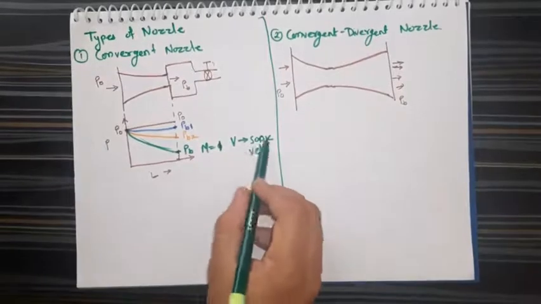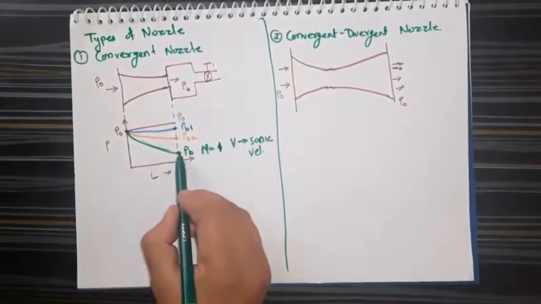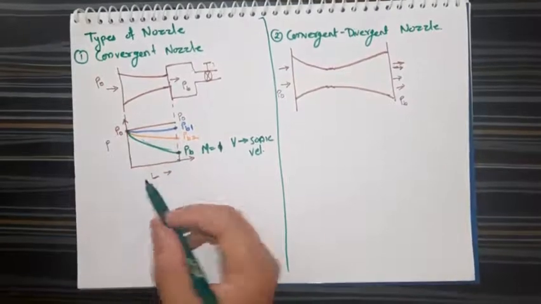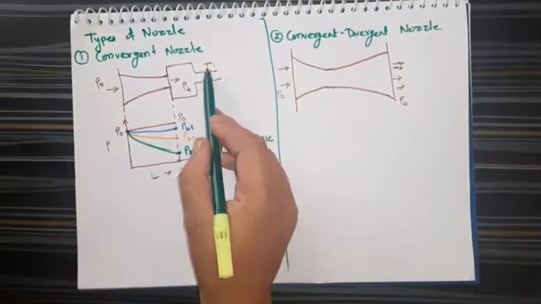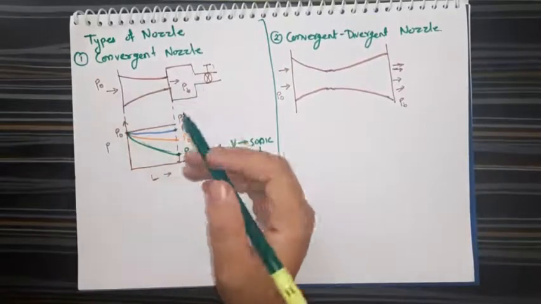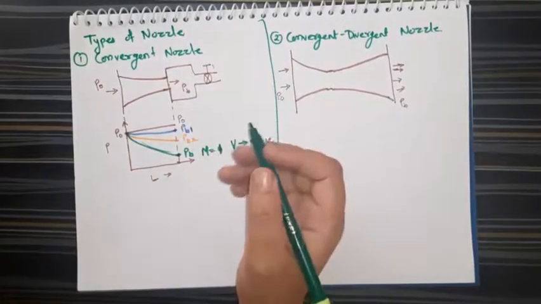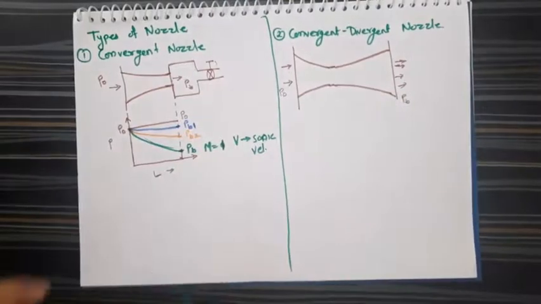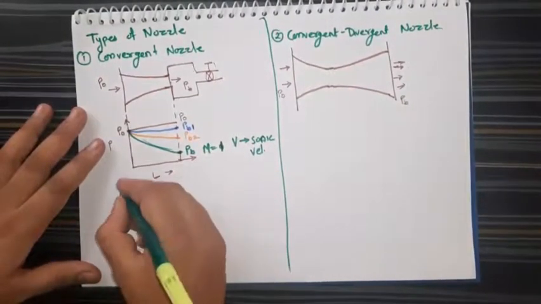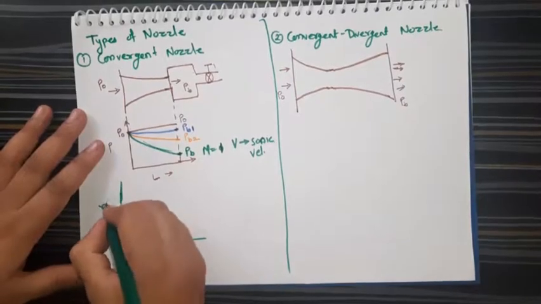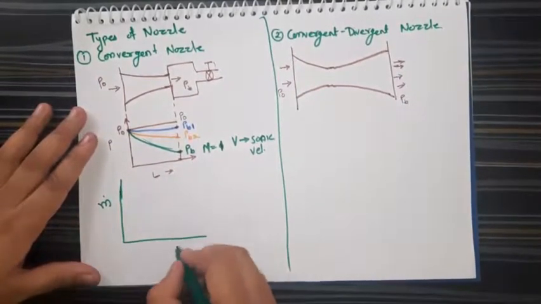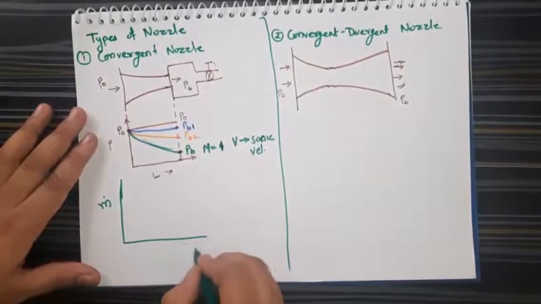Once you have reached the sonic velocity, there will be a constant mass flow rate. That means even if you allow this valve to open further, it will provide you the same mass flow rate. That condition is known as choking. So you can see here, if we draw another graph of mass flow rate versus PV.